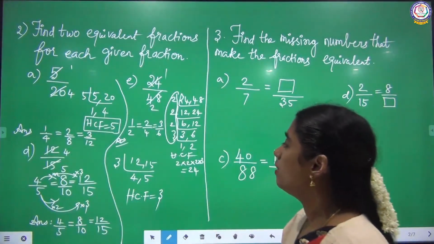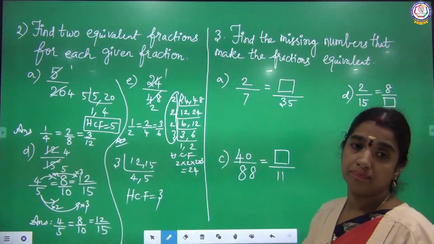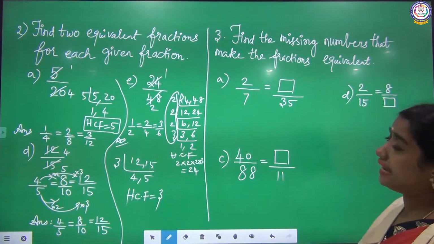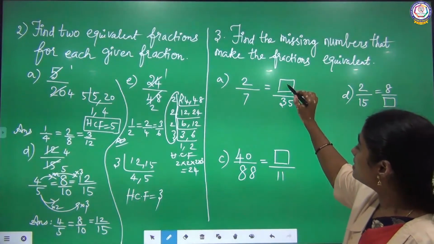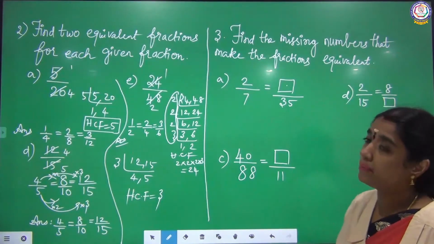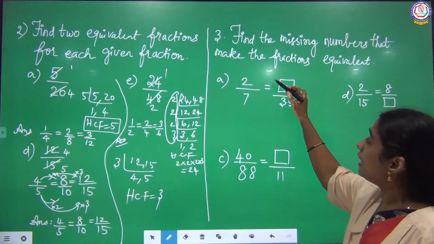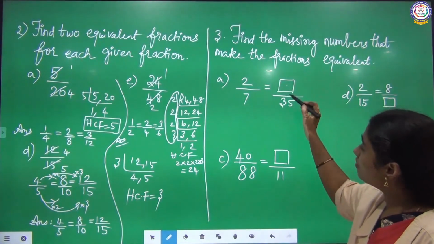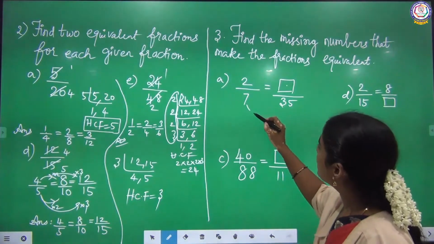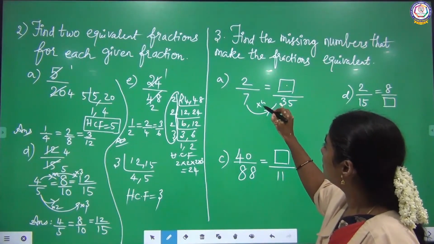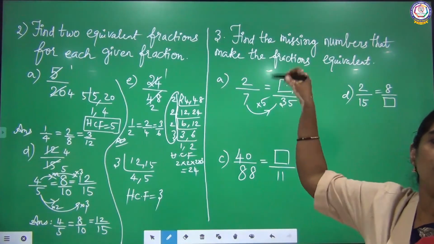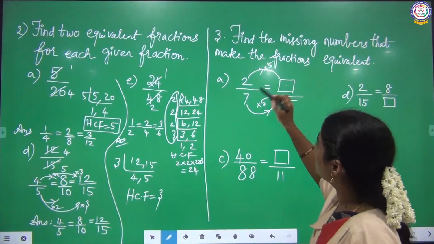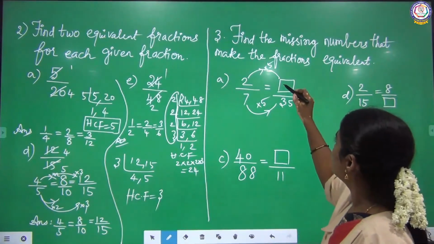Now I am coming for the third sum. Find the missing numbers that make the fraction equivalent. See, here the missing number is there. We have to write the number, but when you are writing the number, it will not disturb this equal because of 2 by 7 is equal to box by 35. See, listen children, 7 5s are what? 35. The same number I have to multiply in the numerator. So, 2 5s are what? 2 5s are 10.